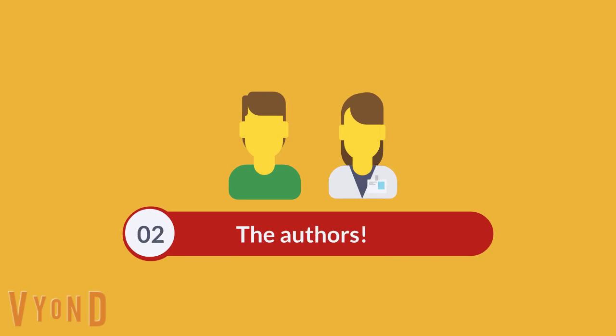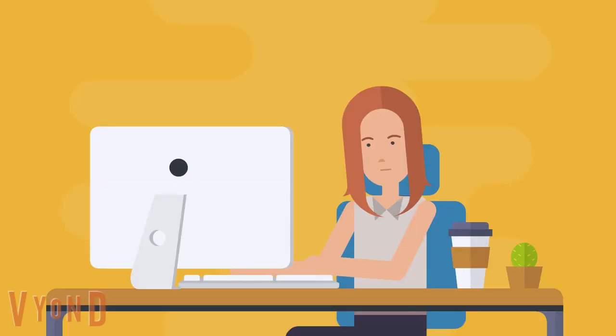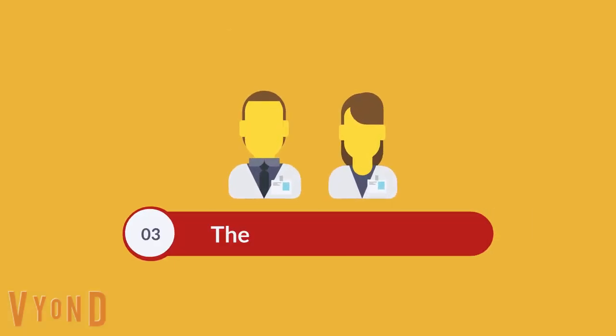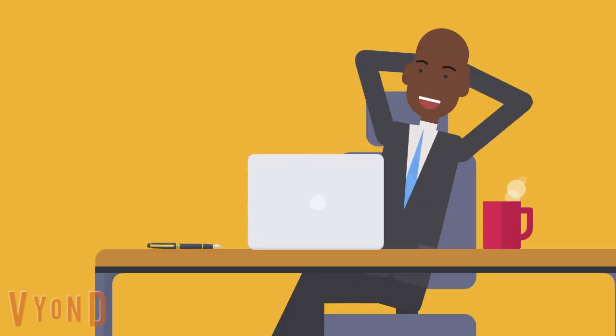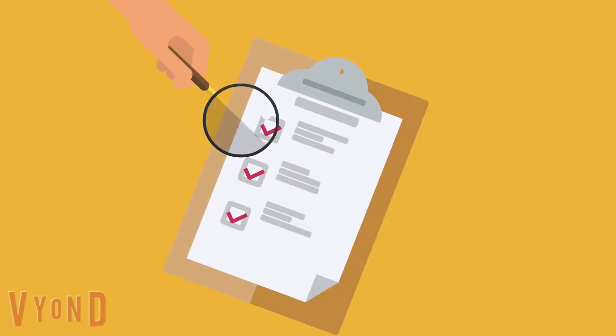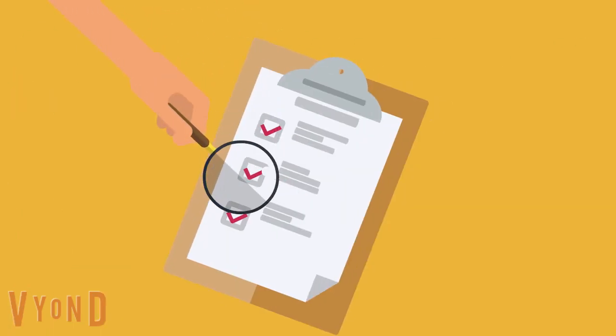Difference number 2, the authors. With a popular source, the author is usually a professional journalist or writer. With a scholarly source, the authors are researchers in that discipline. Difference number 3, the review process. For a popular source, usually an editor will review it before publication. A scholarly source is peer-reviewed, which means it is reviewed by other experts in the field before publication.